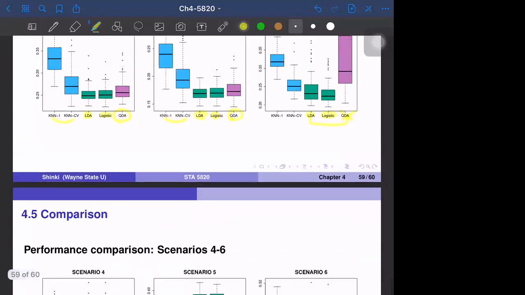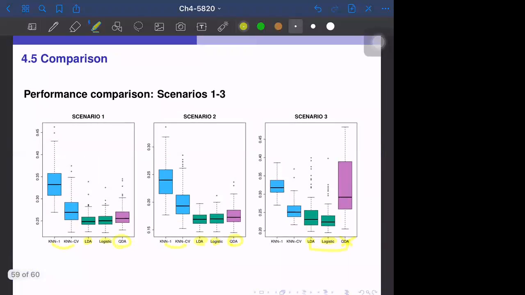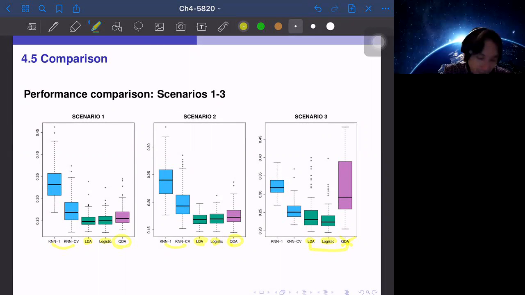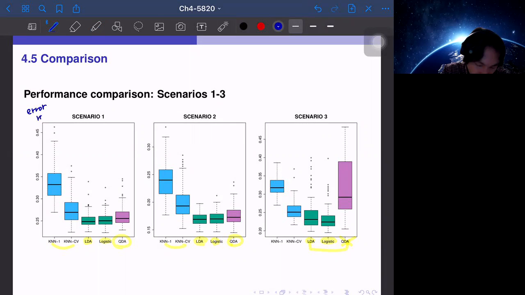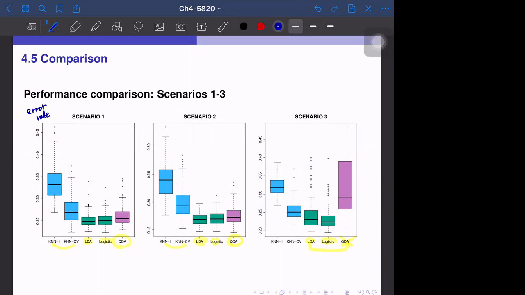Sorry, Professor. Yeah. What is the vertical axis? It's error or? Oh, sorry, the vertical axis error size. Error size. Error size. Error rate, maybe. Yeah. Thanks. Yeah, sorry.